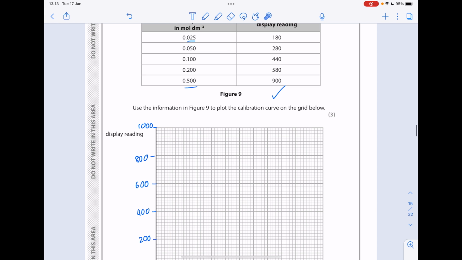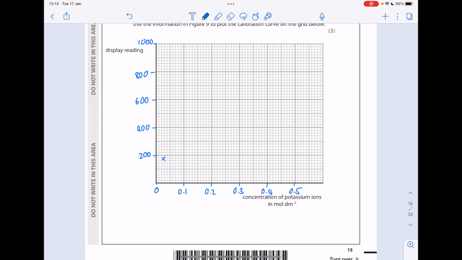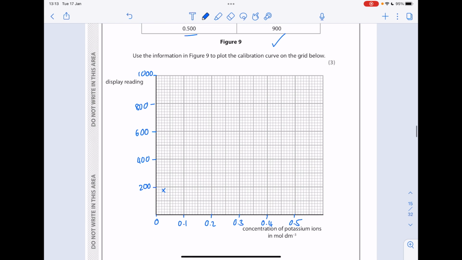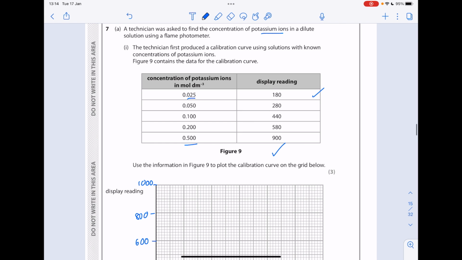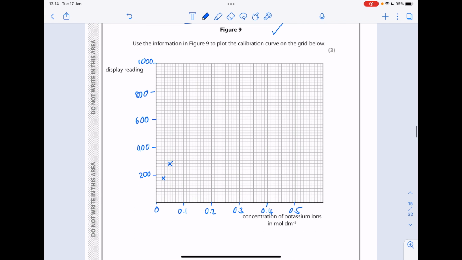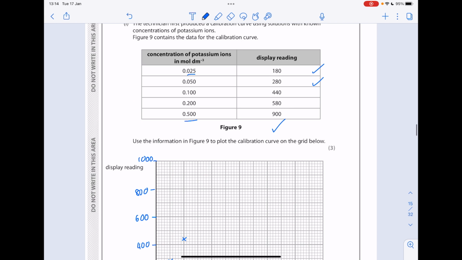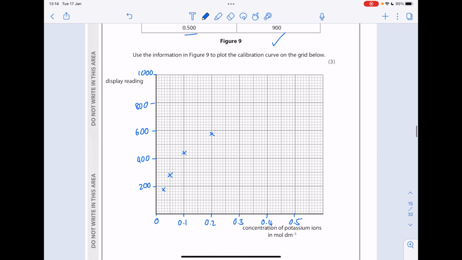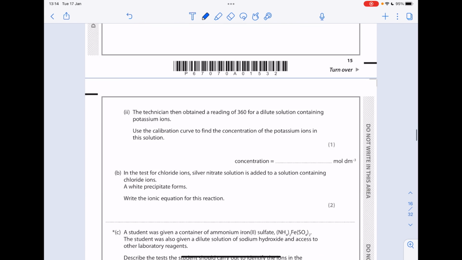So 0.025 and 180, that's done. 0.05 and 280, 0.1 and 440, 0.2 and 580, 0.5 and 900. There's my graph line, so I'm quite pleased with that.